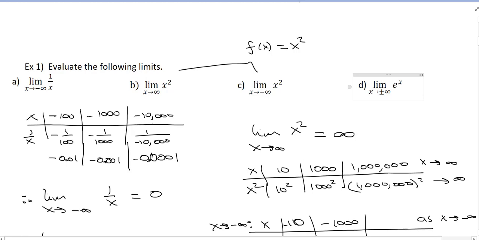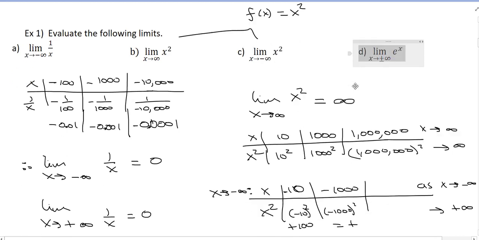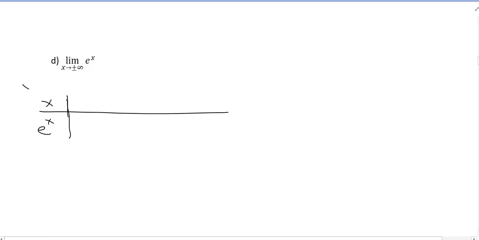Now what about for e to the x? Let me copy this one. This one we can look at the graph right away, or you can also do a table of values. So I guess let me be consistent and stick with the table of values. So let's do as x goes to positive infinity first. So as x goes to positive infinity, what's happening? So again, going towards positive infinity means you're getting arbitrarily large.